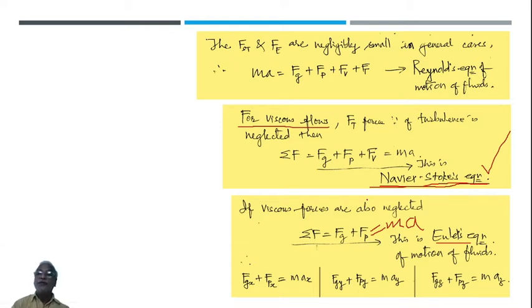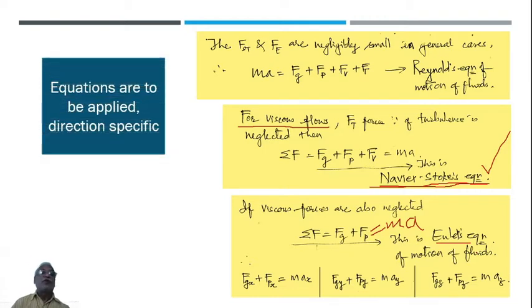Now, what are the names of the equations? They are called Reynolds, Navier-Stokes, and finally Euler's equation of motion. So equations are to be applied direction specific. Whatever we have done here, the same thing has been told over here.